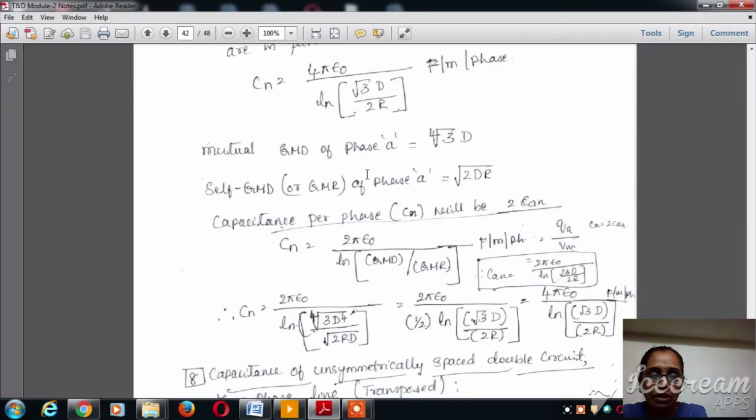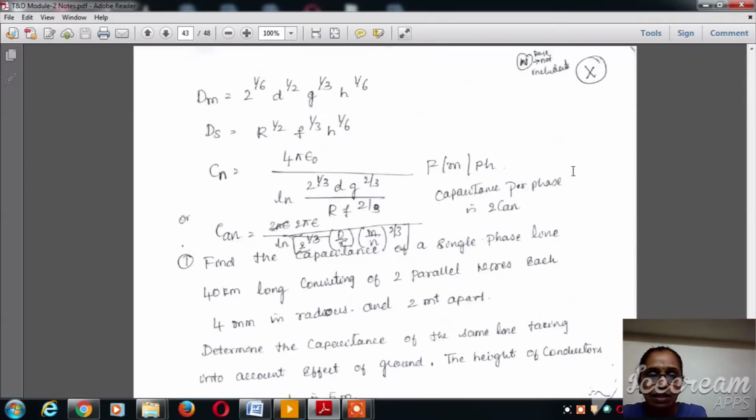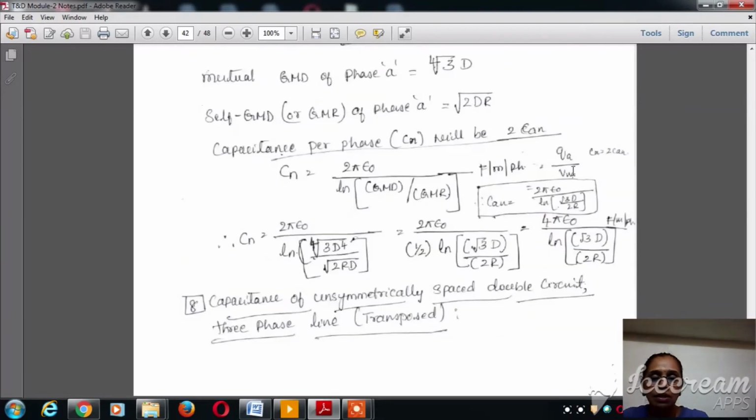Now the mutual GMD of phase A is nothing but the 4th root of 3 into D. The self GMD or GMR of phase A is square root of 2 into dr. So Cn is equal to 2 pi epsilon naught divided by ln GMD divided by GMR. Now if we calculate this, then Cn will be equal to 4 pi epsilon naught divided by ln root 3 D divided by 2R farad per meter per kilometer.